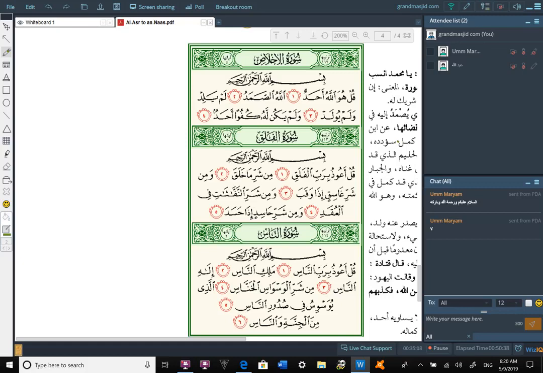Min sharril waswasil khannas. Min sharri, from the evil. We've already been through it. Min is a preposition, harf jar. The noun following it is majroor. Min sharri al-waswas. Al-waswas is one of those words that has four root letters.